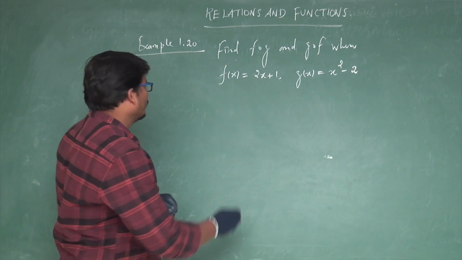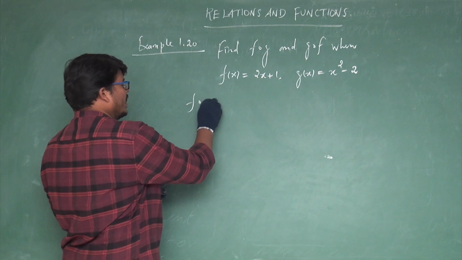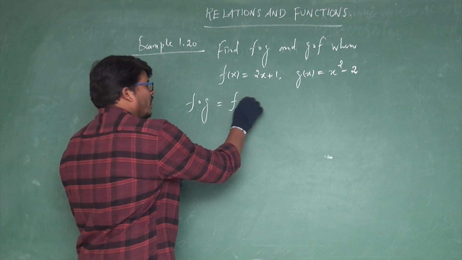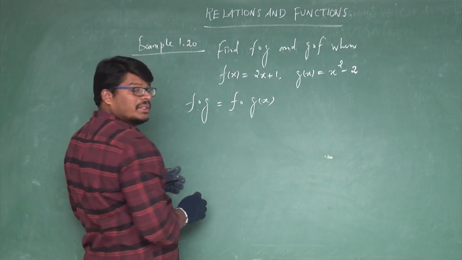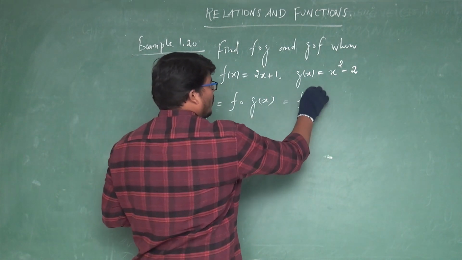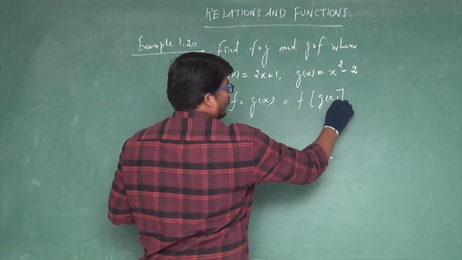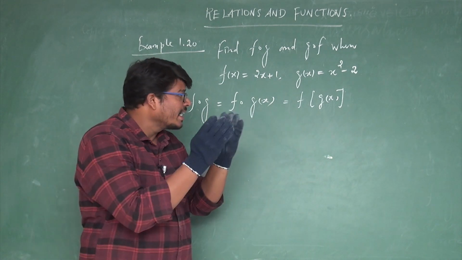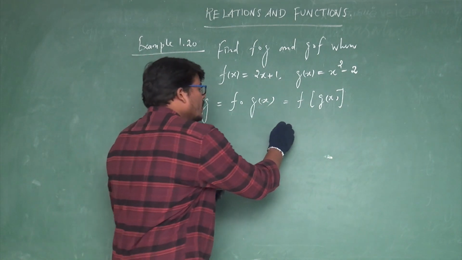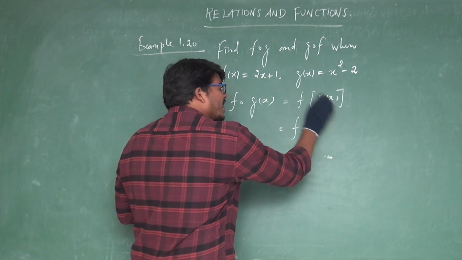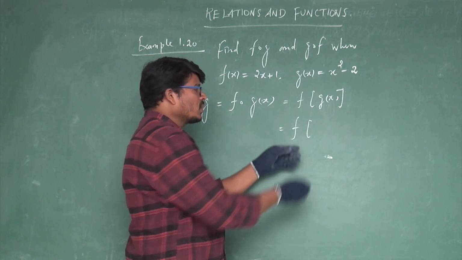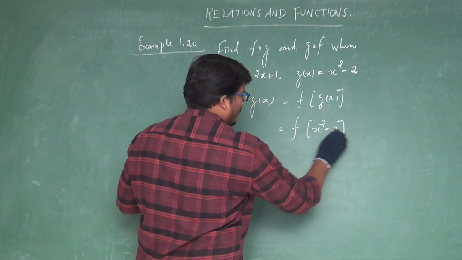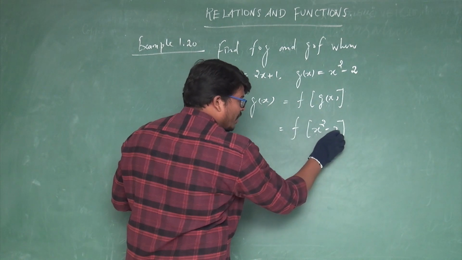f∘g is the composition of two functions. f∘g is defined as f of g of x, where f is outside. Now write f of g of x. f is outside and g of x is inside. Here g of x is x² − 2. Substitute this value: the function is f of (x² − 2).